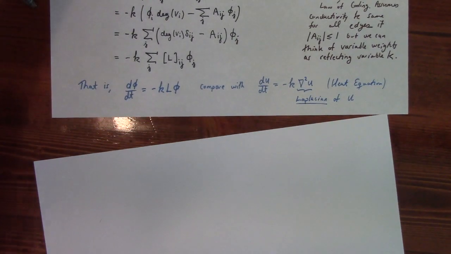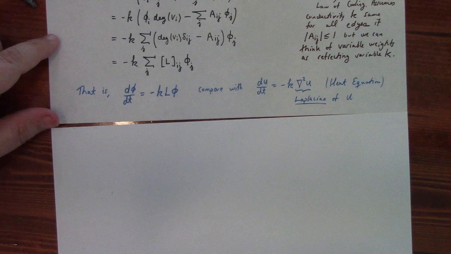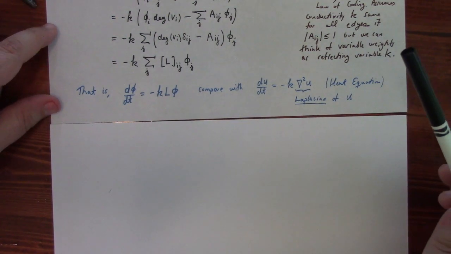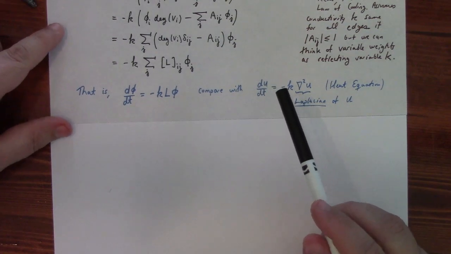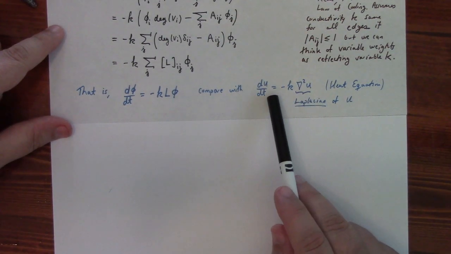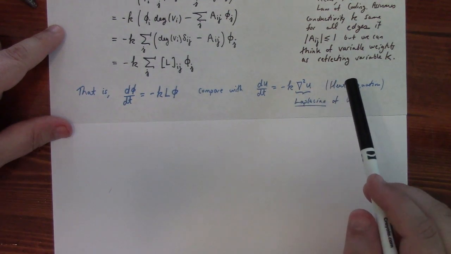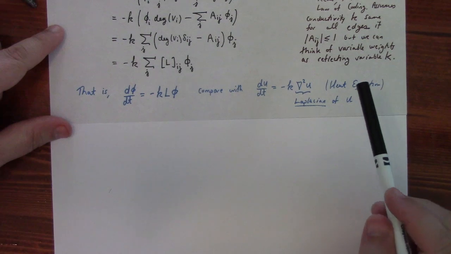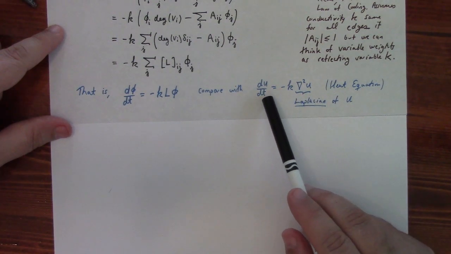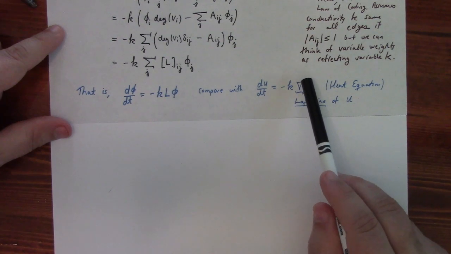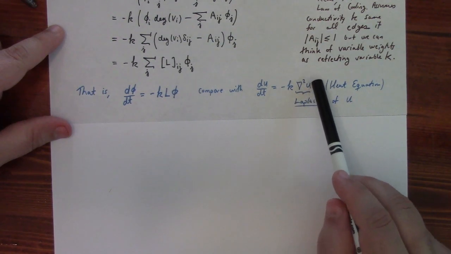Now, this may or may not make sense depending on how much differential equations you've taken, or what your background is in physics. But this is the heat equation. Well, this is the heat equation over here: du/dt is minus k nabla, the Laplacian acting on u. This says that the change in temperature is proportional to the spread of temperature in some sense.